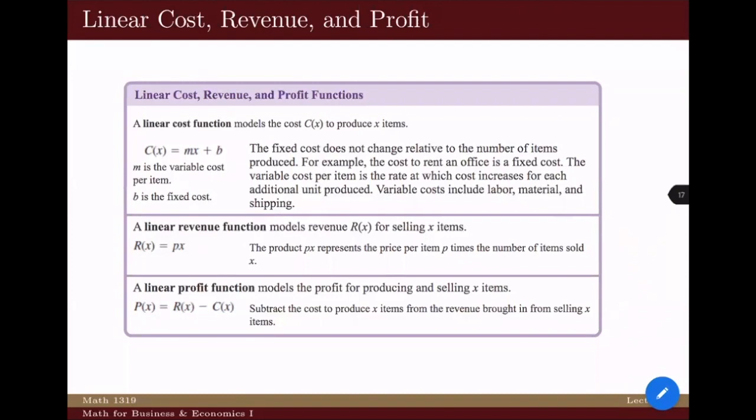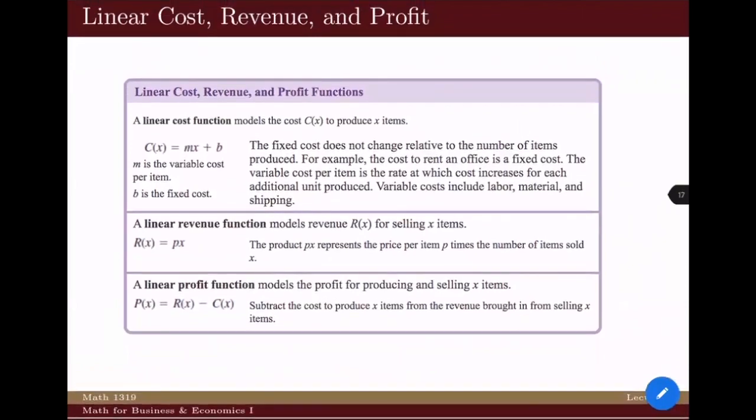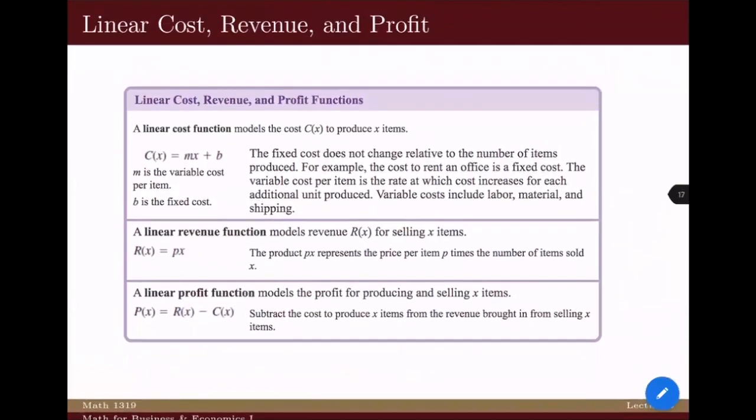Hey y'all, welcome back to lecture number 9. This is going to be part 2, and we left off on slide 17, linear cost, revenue, and profit. Let's go ahead and get started.